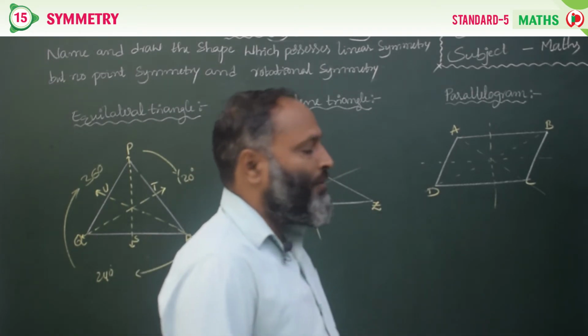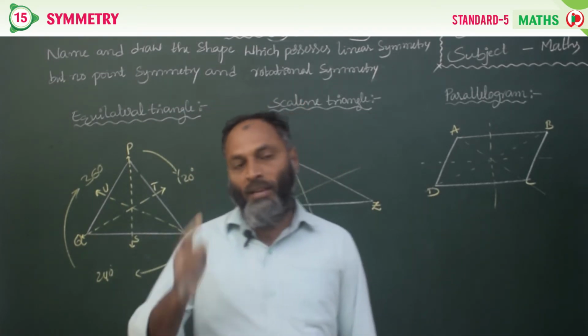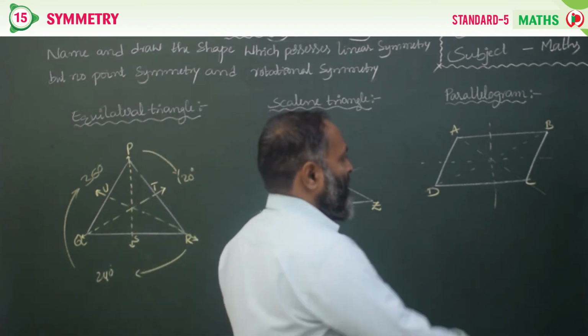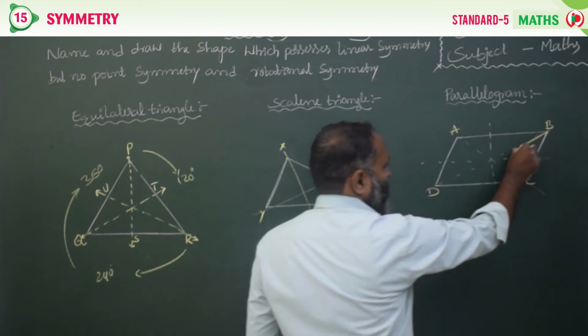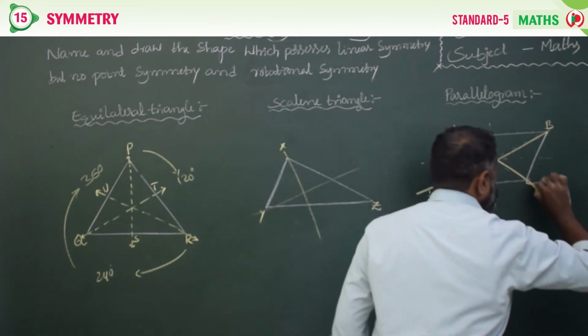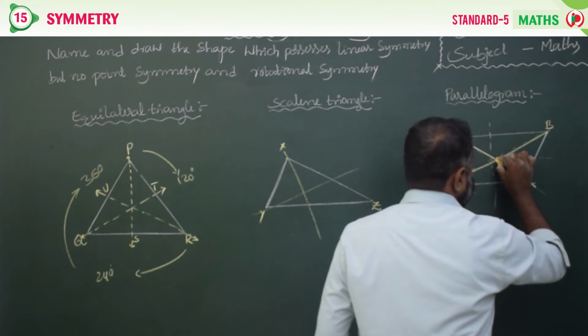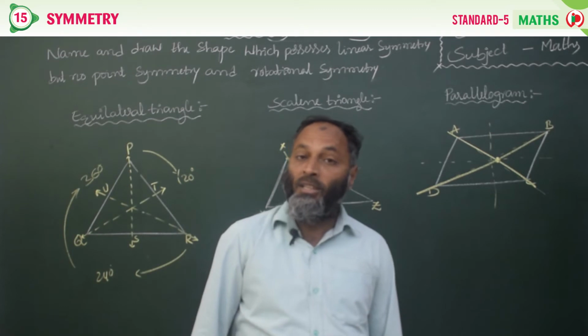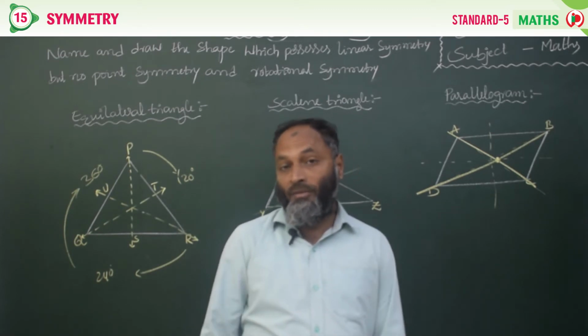Then point of symmetry. Yes, a parallelogram has a point of symmetry. Where is it? The intersection of the diagonals. BD is one diagonal and AC is another diagonal. The intersection of the diagonals is the point of symmetry.